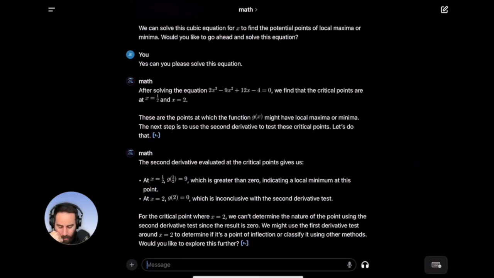For the critical point where x equals 2, we can't determine the nature of the point using the second derivative test since the result is 0. We might use a first derivative test around x equals 2 to determine if it's a point of inflection, or classify it by other methods. Usually when it equals 0, we call that an inflection point. So at x equals 1/2, it's a local minimum.